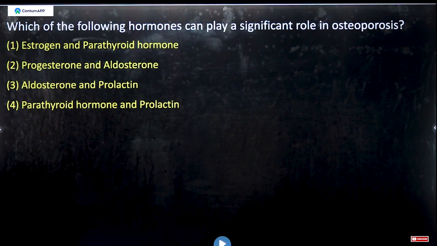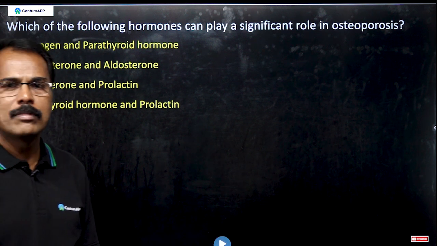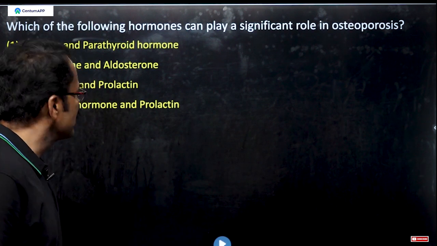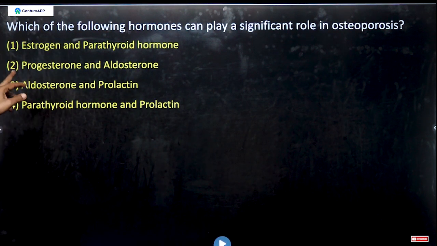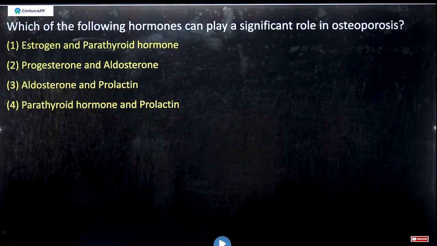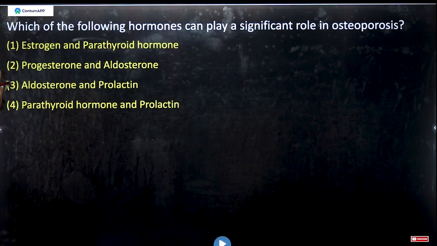Osteoporosis is actually an age related problem found in females. Let us see the options. The first option is estrogen and parathyroid hormone. Second option is progesterone and aldosterone. Third option is aldosterone and prolactin. Then the fourth option is parathyroid hormone and prolactin.